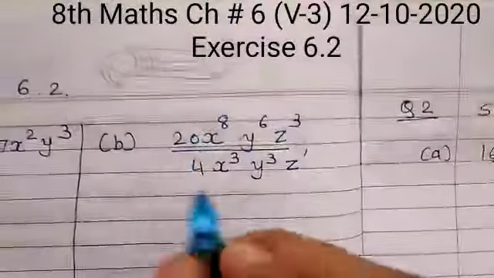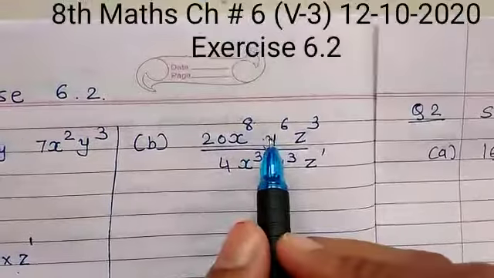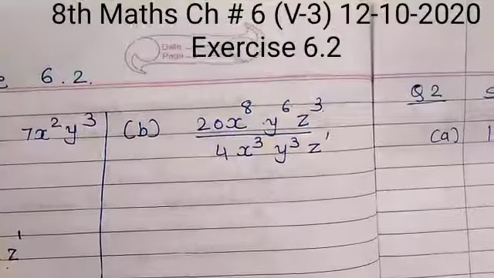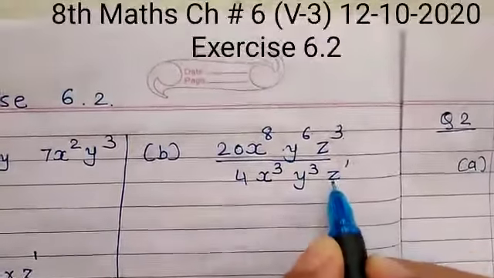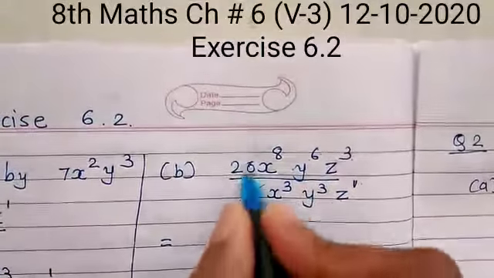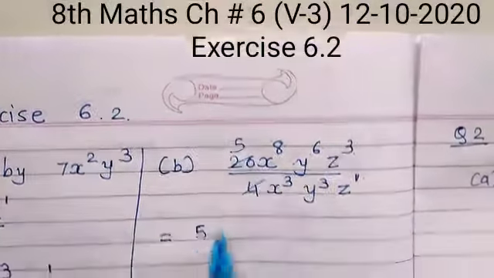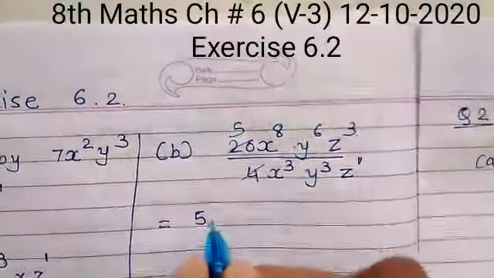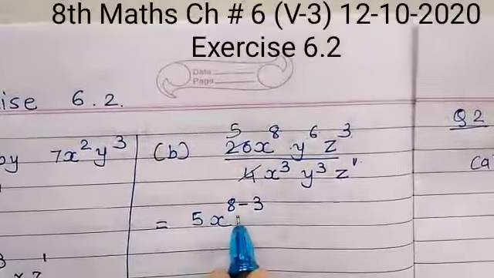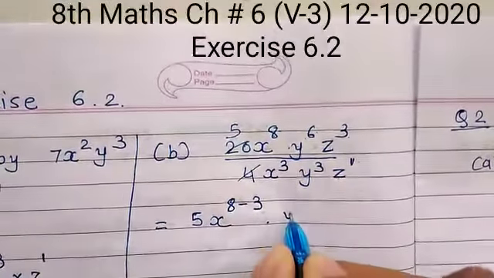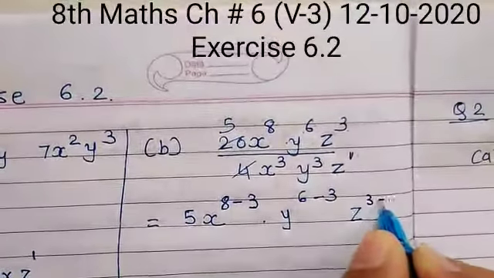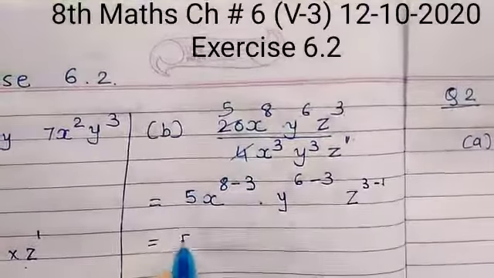Now b number: 20x raised to 8 y raised to 6 z raised to 3, we have to divide by 4x cube y cube and z. Nothing is there means 1 is there. First we have to arrange like this way, right? So what will become? 4 5s are 20, so 5 is there. Now we will subtract the powers, same base. x raised to 8 is there and in the denominator 3 is there, so we are going for the subtraction of the power. Now y raised to 6 minus 3 and z raised to 3 minus nothing is there means 1 is there. So our answer will be 5.